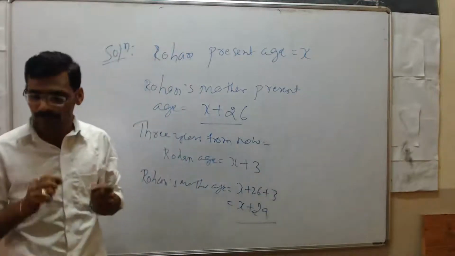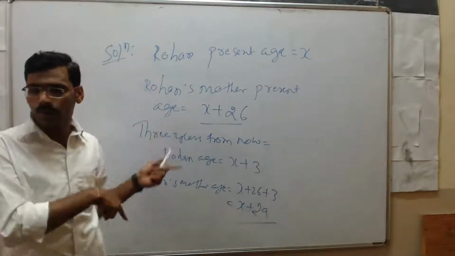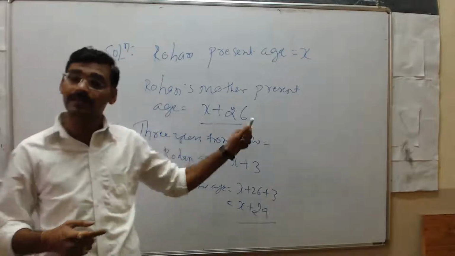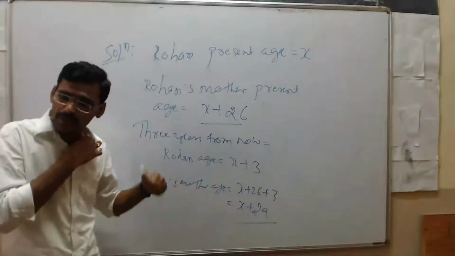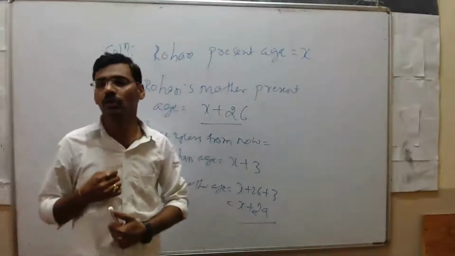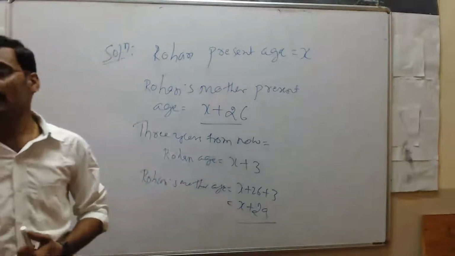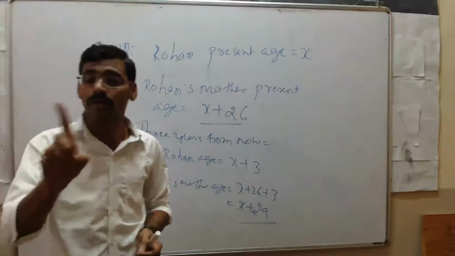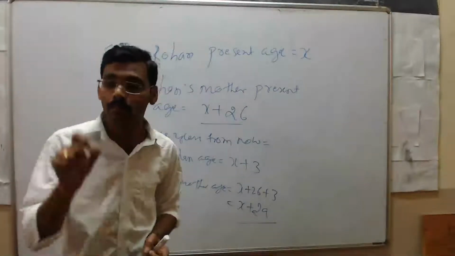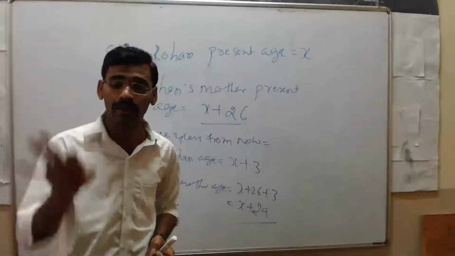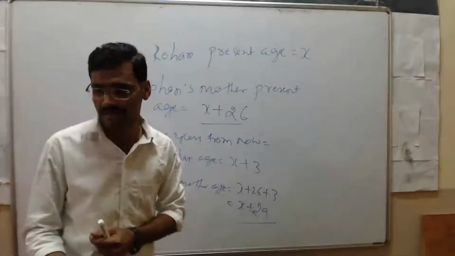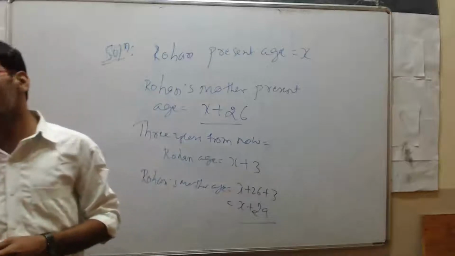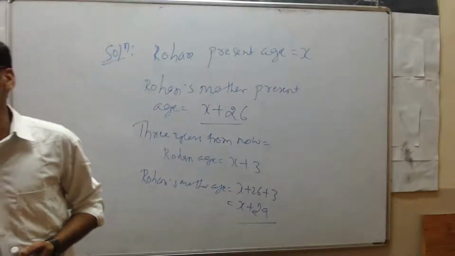After 3 years, that is 3 years from now, Rohan's age is x plus 3. Then his mother's age is x plus 26 plus 3, nothing but x plus 29. The product of the present ages is not given. The product belongs to after 3 years, and it is 360.